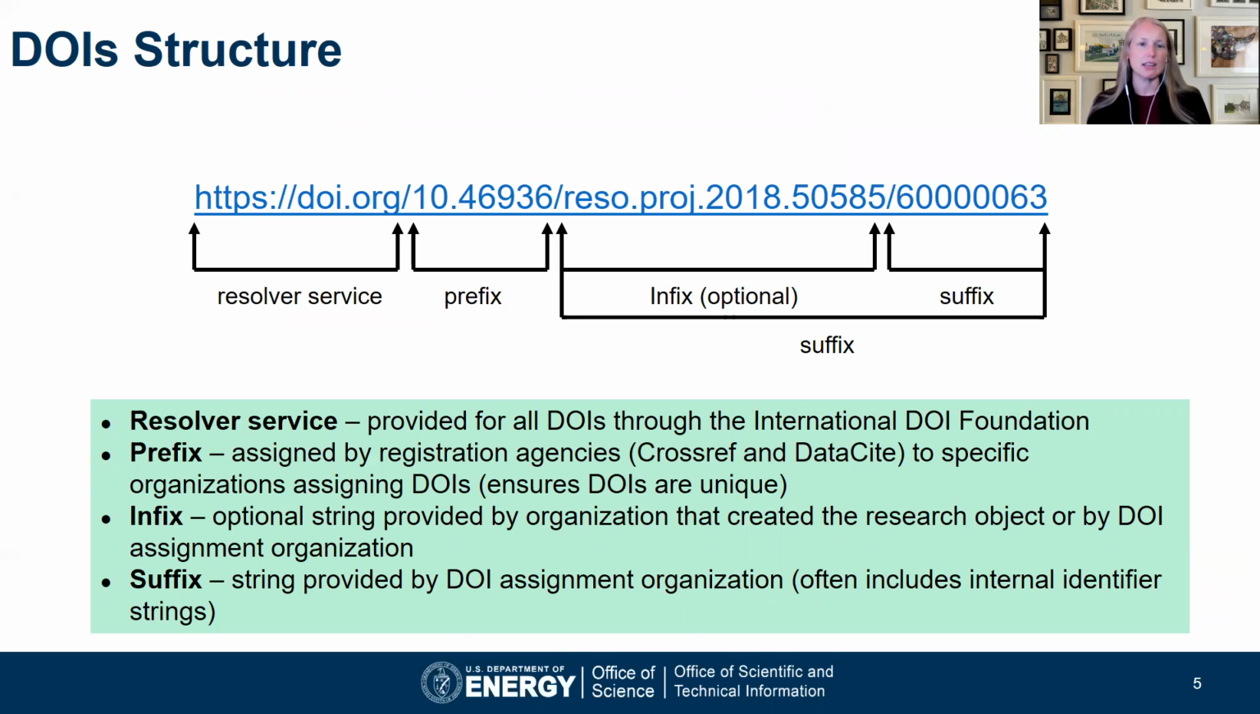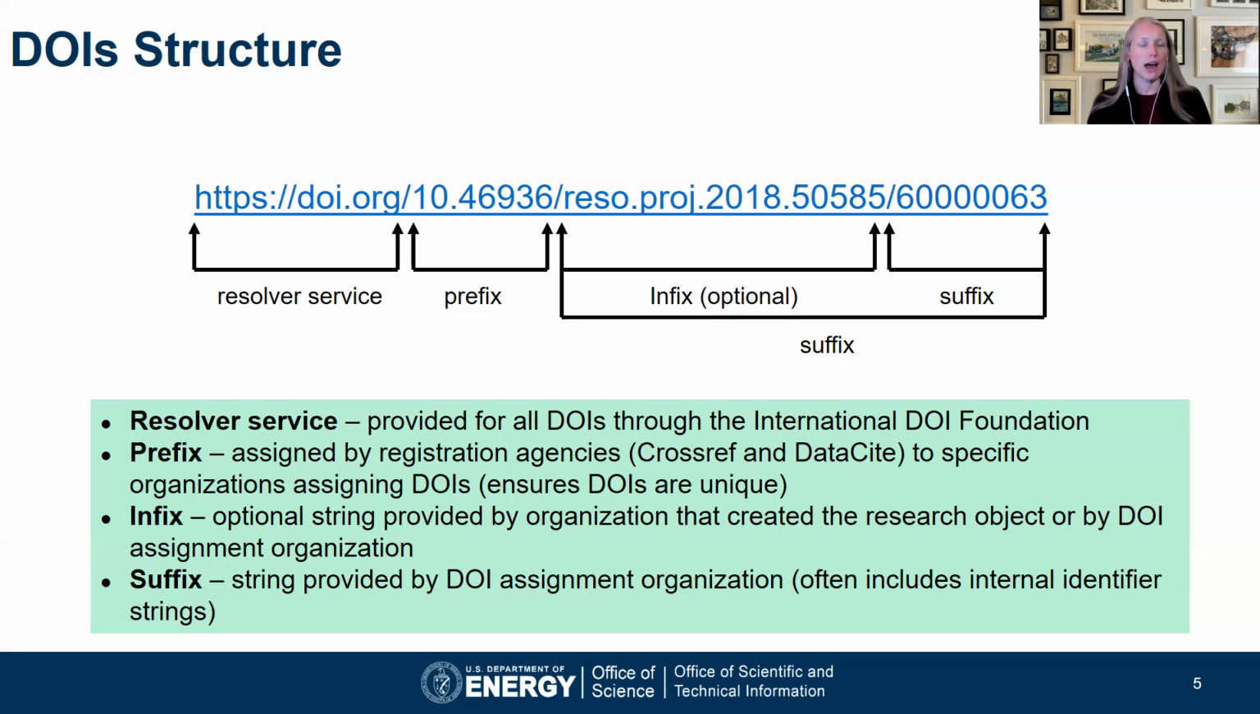The prefix is assigned by the registration agency, so Crossref or DataCite. These are unique numbers, and they are given or assigned to organizations that are members of the registration agency. So for example, my office within the Department of Energy, we are members of both Crossref and DataCite. So both those organizations give us prefixes that we can use when we are giving out those DOIs.